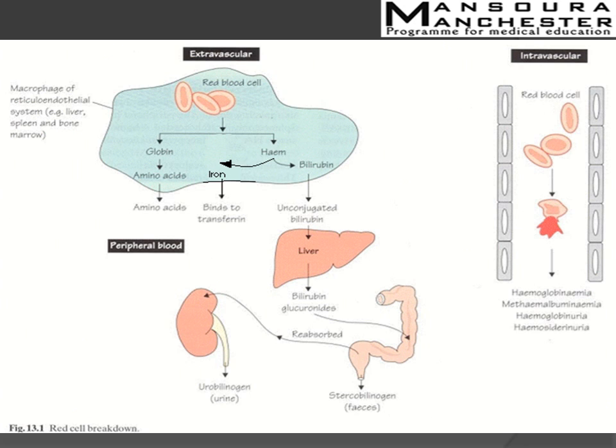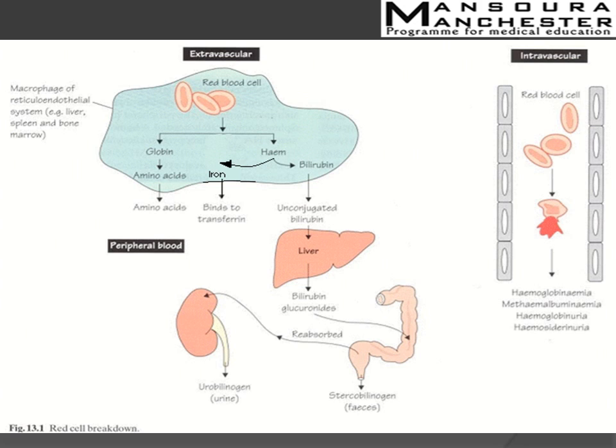So these are sites of breakdown of the RBCs. We will start with the extravascular breakdown, because this is the normal site of the breakdown of the RBCs. However, the intravascular destruction occurs in specific disorders, such as intravascular hemolysis. The breakdown of the RBCs occurs in the macrophages of the reticuloendothelial system: liver, spleen, and the bone marrow.